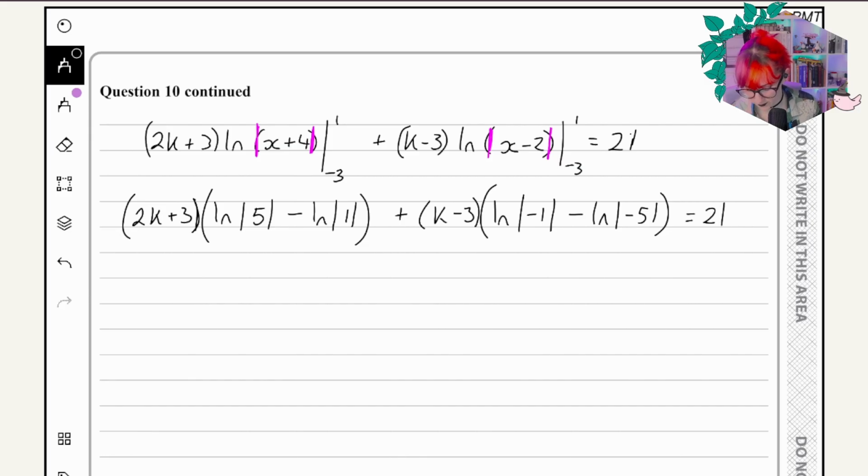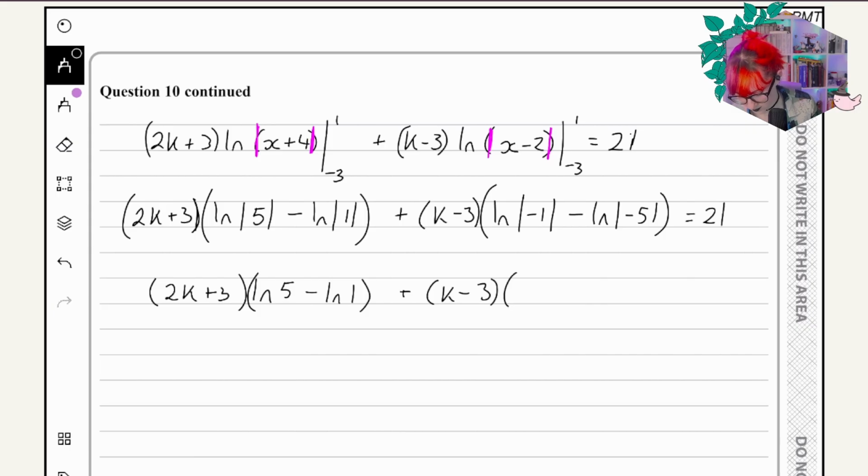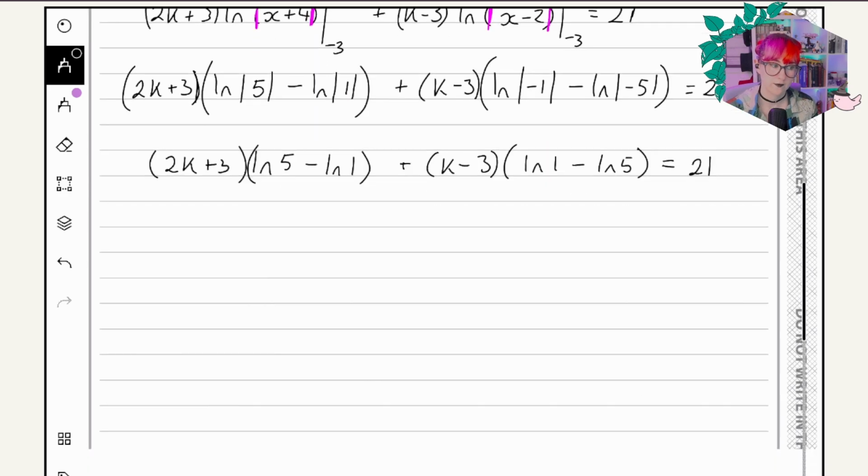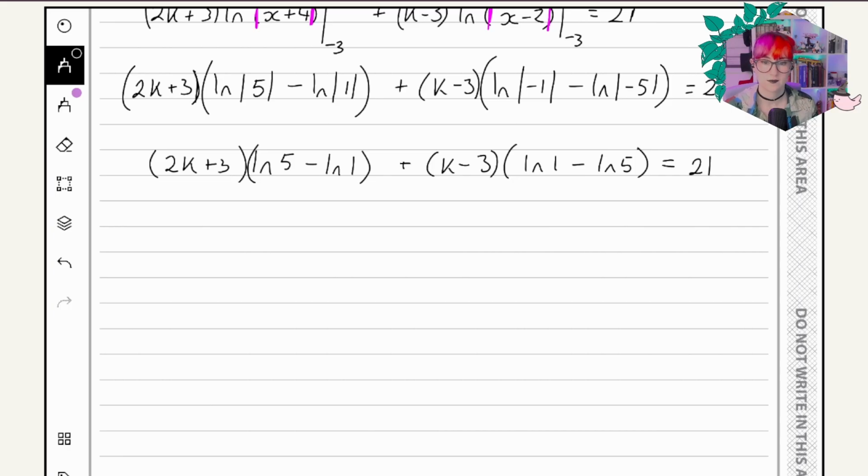Don't know why I tried to write 25, 21. So we get 2k plus 3. And here we get ln of 5, ln of 1, as it was. But now here we get ln of 1 minus ln of 5. And I believe that should be fine.